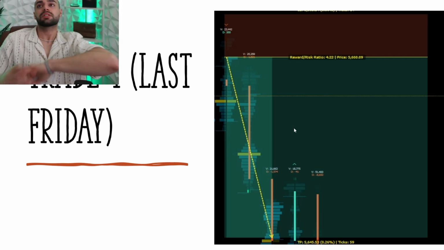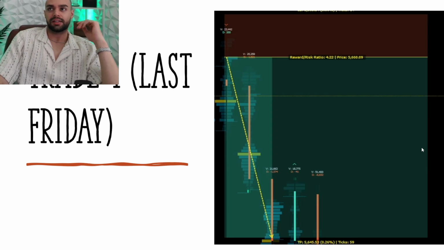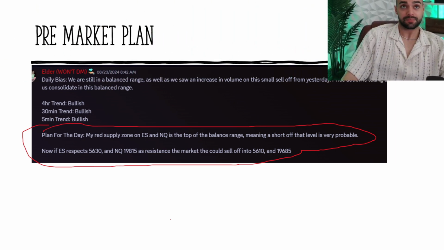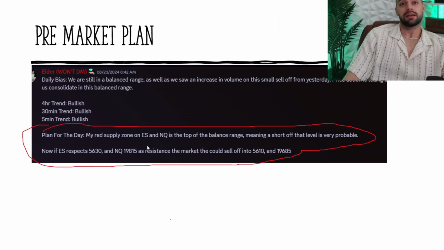It was a nice trade, 4R on the NQ. So we'll talk about this breakdown first. What was my pre-market plan? Every single day in my Discord, I post my pre-market plan. I talk about my bias, what I want to do for the day.